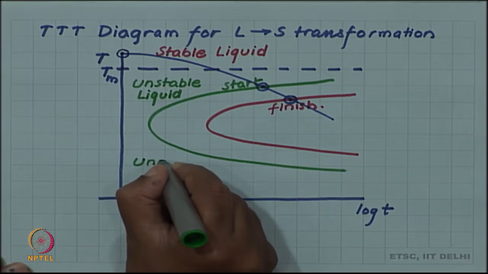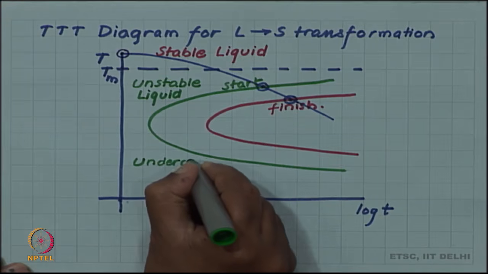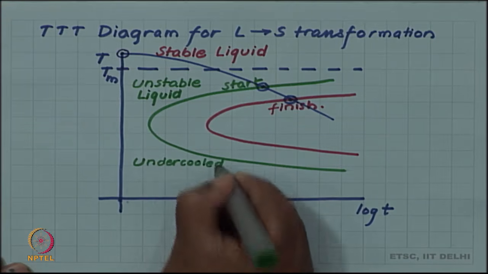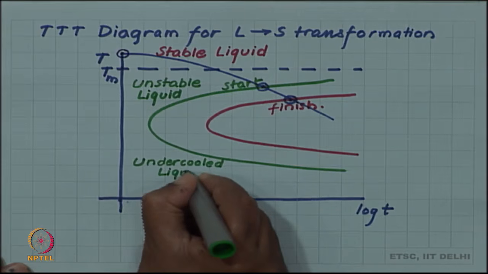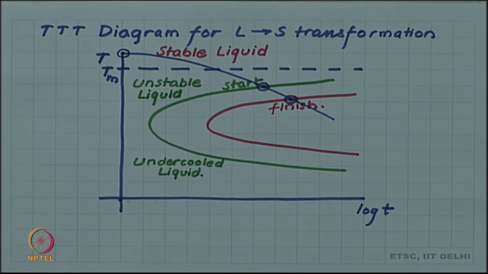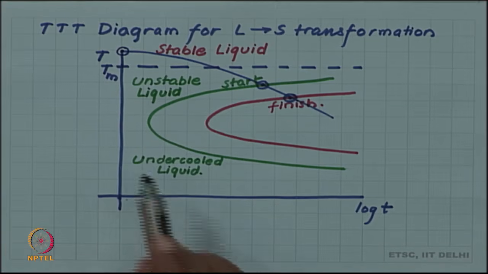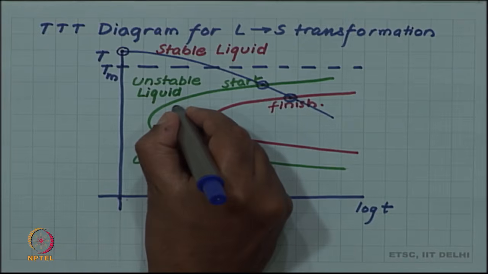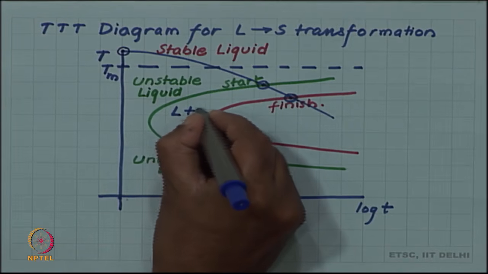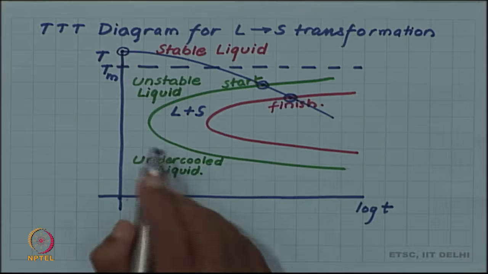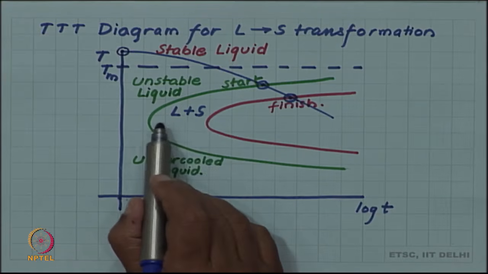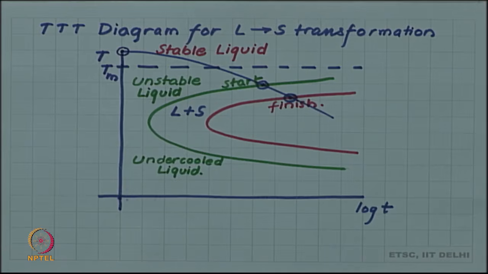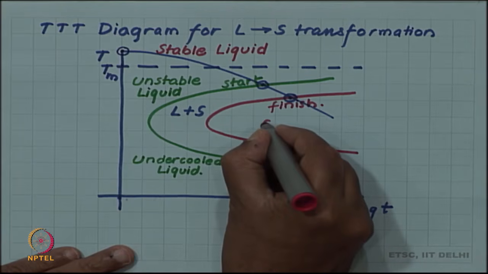So, we can call it undercooled liquid. Then beyond the green line the transformation has started. So, you have liquid as well as solid. So, some liquid has transformed into solid, but some liquid is remaining. Beyond the red curve the transformation has completed. So, you have only solid.